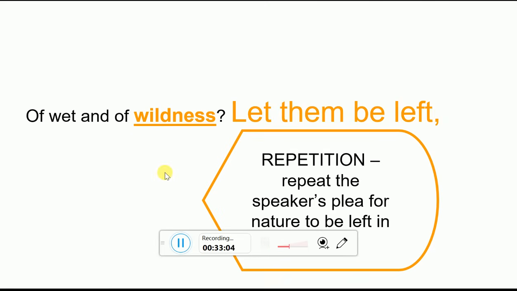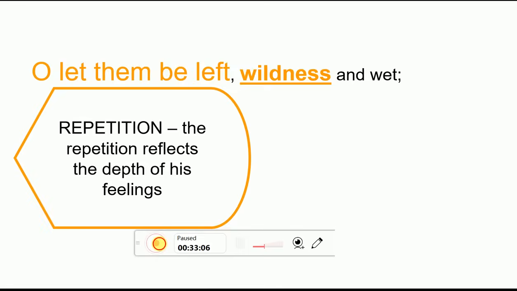And repeated, the speaker pleads for nature to be left alone. And he further says, oh, let them be left, wilderness and wet. The repetition reflects the depth of his feeling, that indeed he is infatuated with nature, and he is pleading with us to let nature be and not disturb it. We must let nature be, and rather care for it without necessarily destroying it. So the last lines indeed show, if not expose, the depth of his admiration for nature.